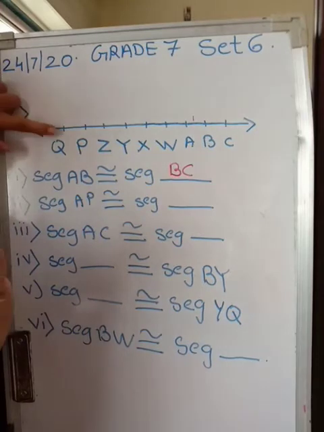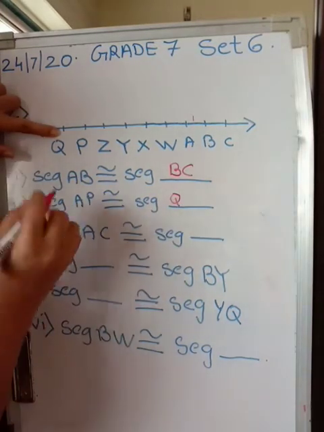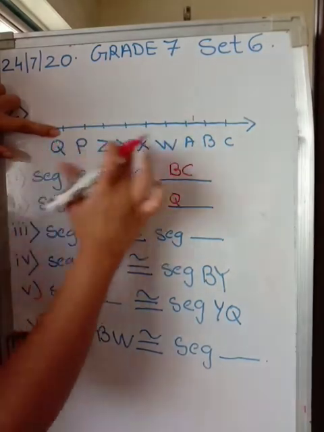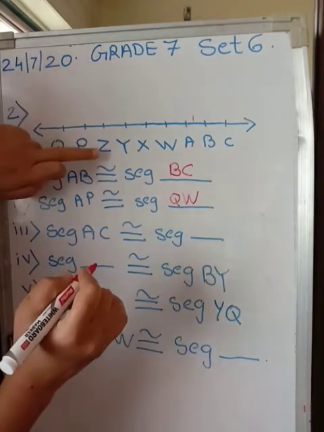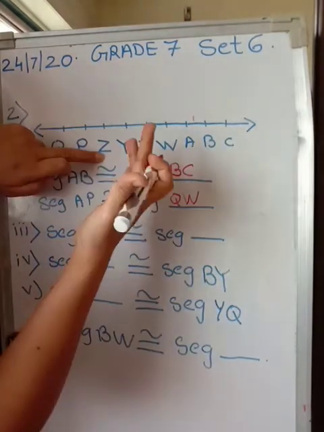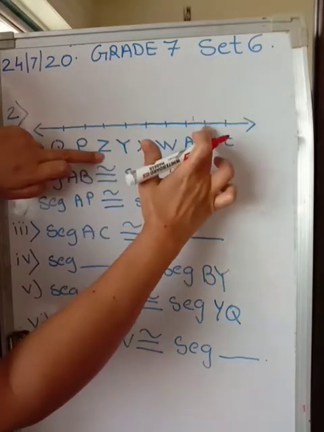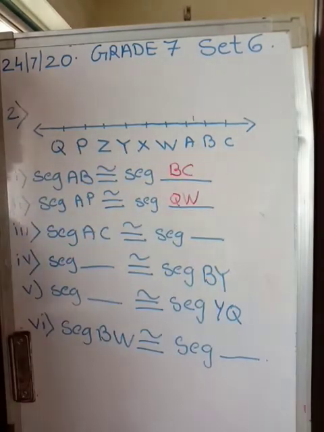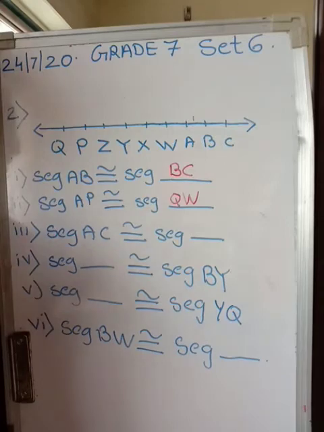So let me start from here and count 5 units. If I start from Q, I should be going 5 units. 1, 2, 3, 4, 5. So it can be QW. Okay. Or if I start from Z, then 5 units go towards your right hand side. 1, 2, 3, 4, 5. So it can be ZB. So like this you can write as many options as you can. Okay. The distance between 2 points should be 5 units.